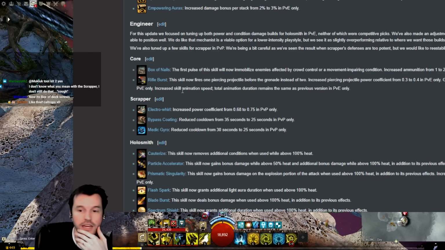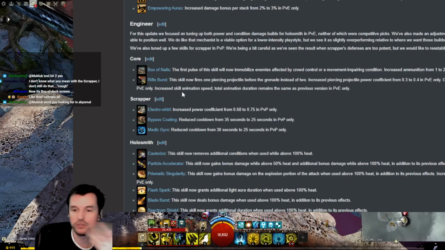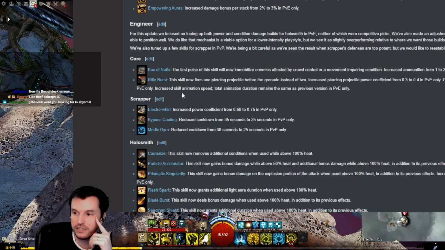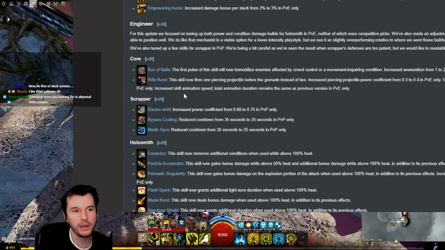Rifle Burst, that is Rifle 1, which of course every engineer loves and everybody else hates right now. The skill now fires 1 piercing projectile before using the grenade instead of 2. Now right now it does piercing shot, boom. The boom is a grenade.